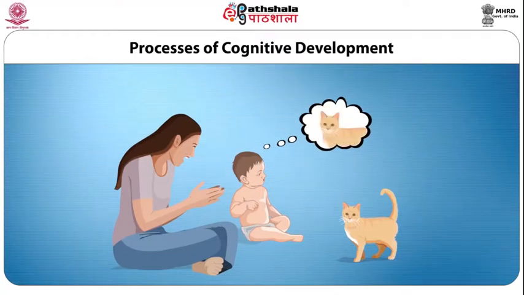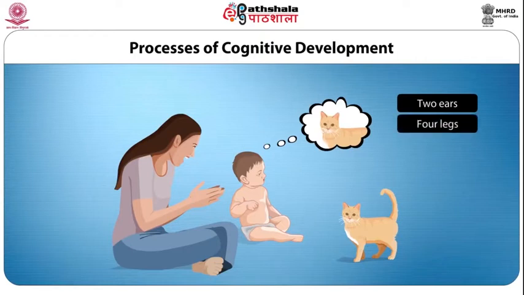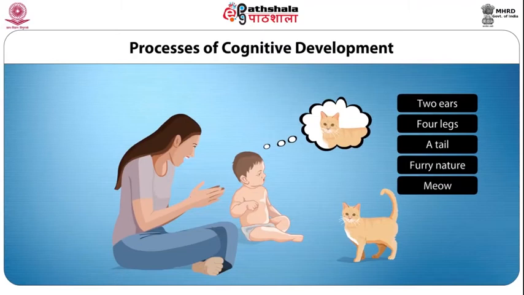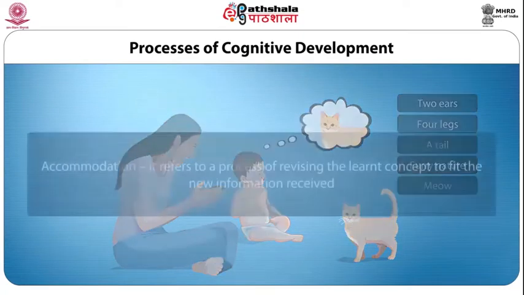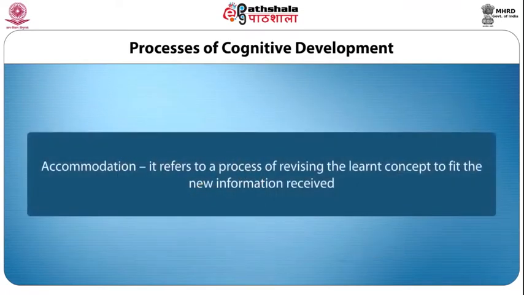After which, the child constructs a new schema of a cat, which says, a cat has got 2 ears, 4 legs, tail, furry, and sounds meow. Once the disequilibrium is resolved by forming a new perfect schema of cats, the child gets back to the state of equilibrium. That is, the process of accommodation has occurred. Accommodation refers to a process of revising the learned concept to fit the new information received.